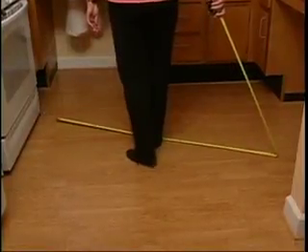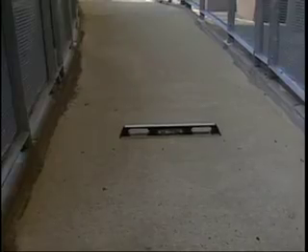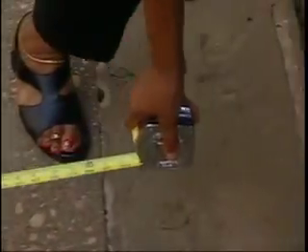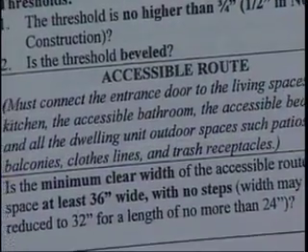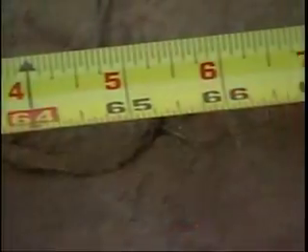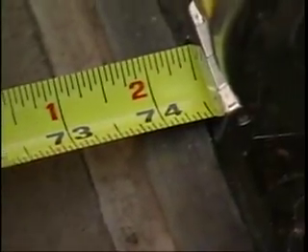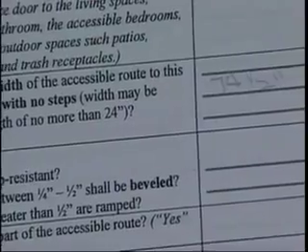The survey team will now take the measurement of the width of the accessible route and the slope and cross slope of the ramp. You need to make sure that the minimum clear width of the accessible route is at least 36 inches. And as you can see, the minimum clear width of the accessible route is 74.5 inches.